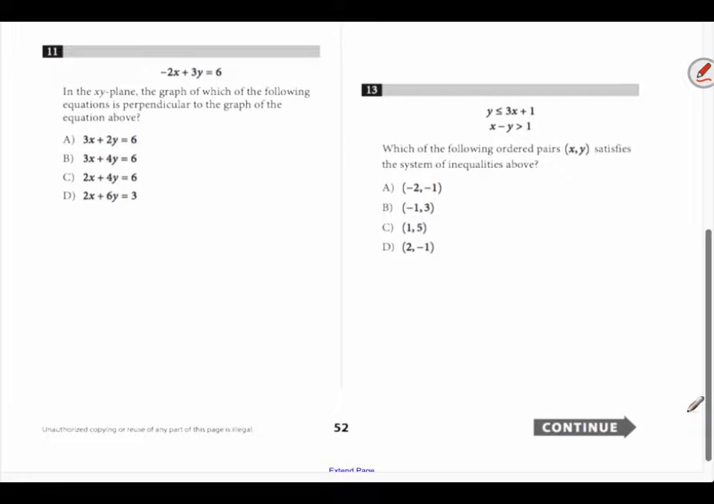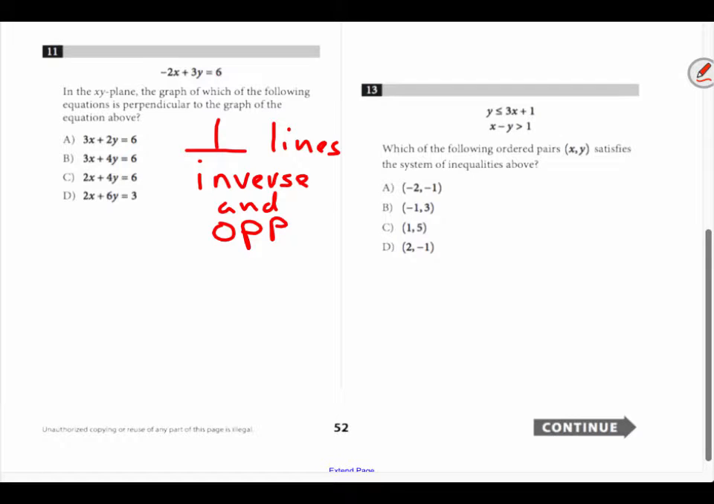Problem number 11, it says in the xy plane, the graph of which of the following equations is perpendicular to the graph of the equation below. So now remember that perpendicular lines have inverse and opposite slopes.